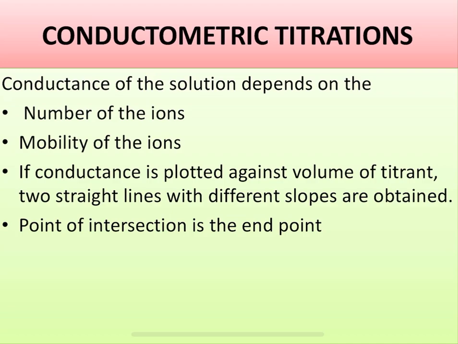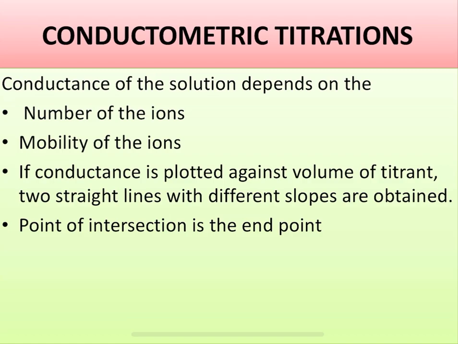So, if conductance is plotted against volume of titrant, two straight lines with different slopes are obtained, and the point of intersection is called the end point. Here we have to keep the temperature constant and, to minimize the dilution effect, the addition of the titrant should be in small changes.